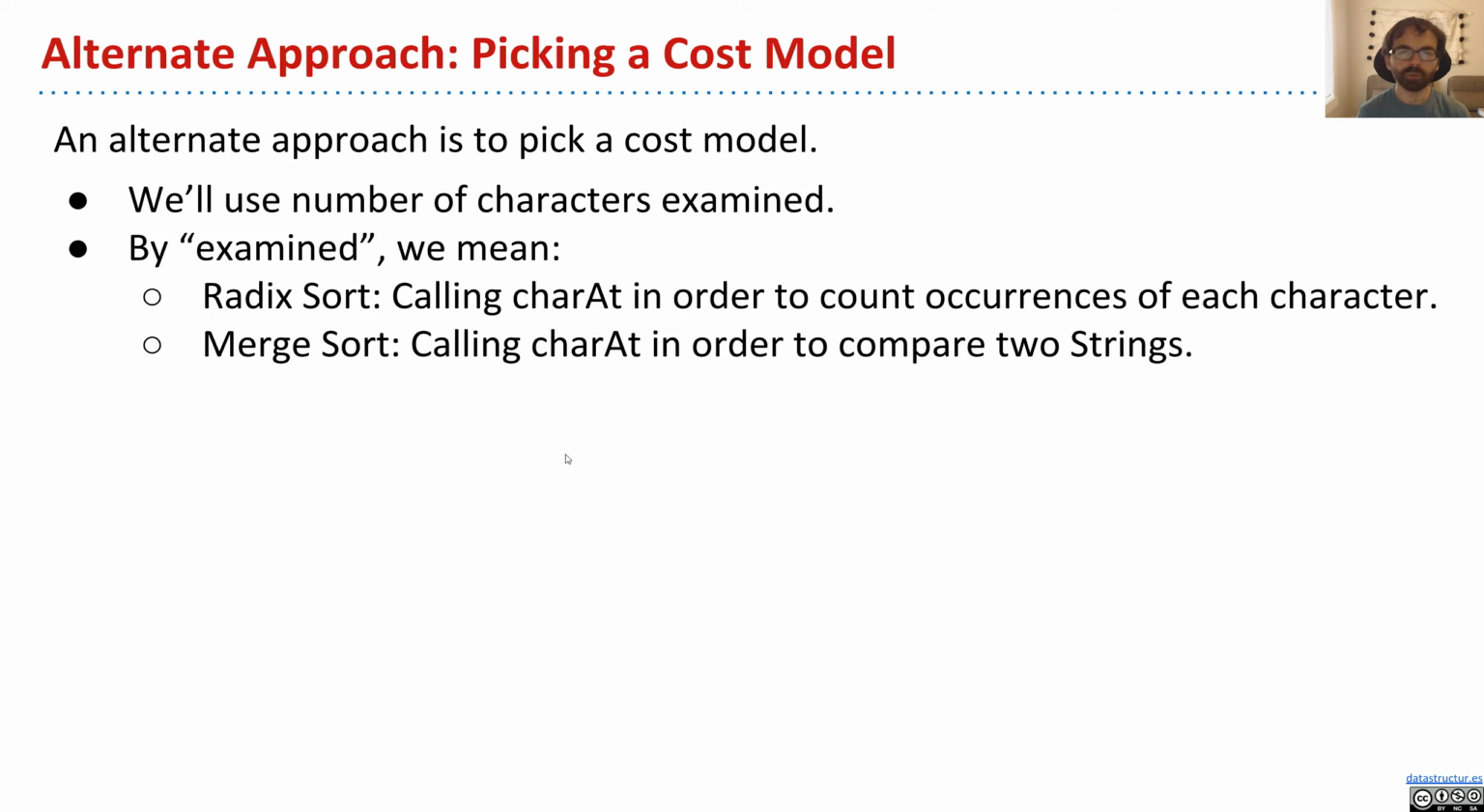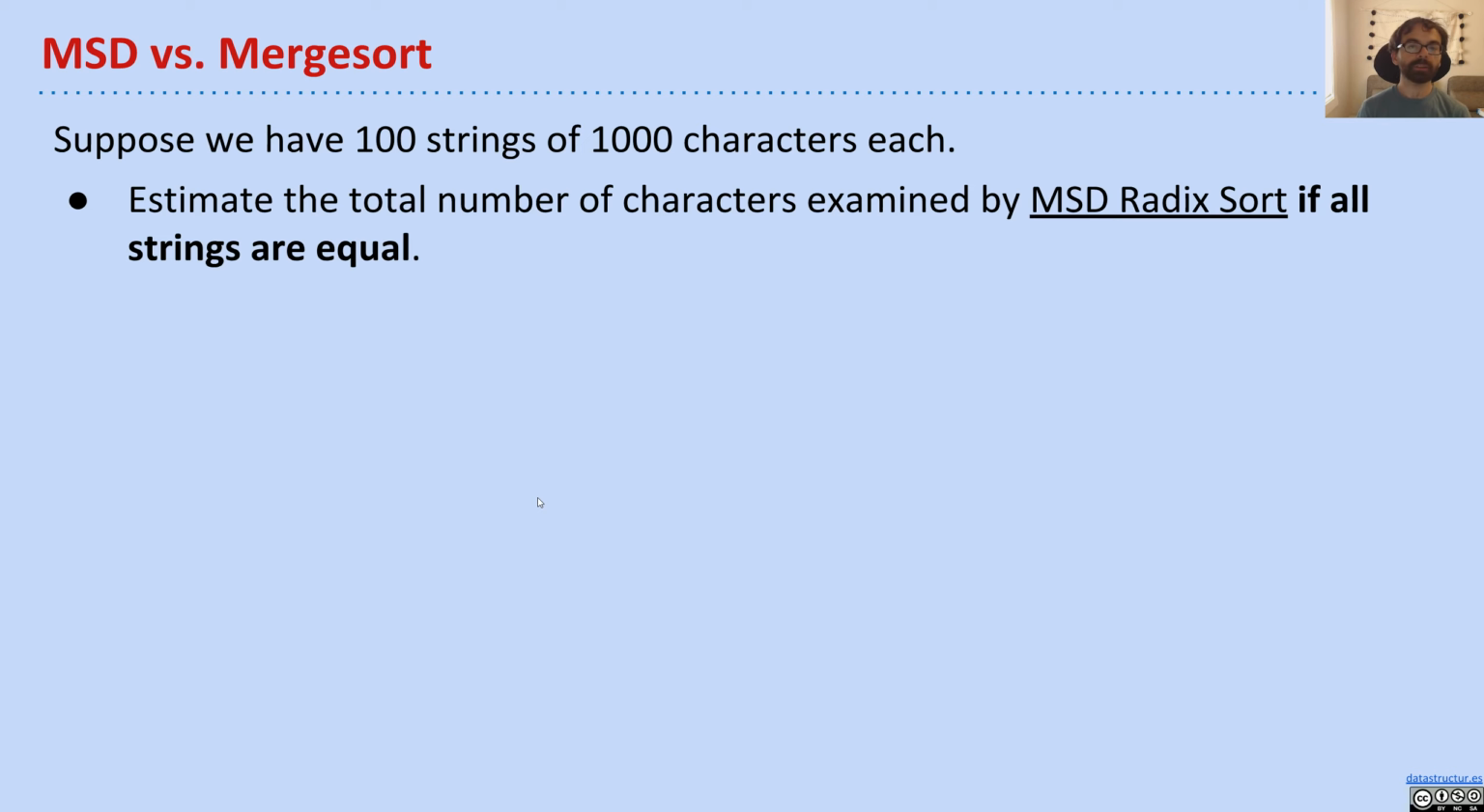Now, if these definitions don't quite make sense, don't worry about it, because I'm going to give you some problems that I'll work through to make them very clear. But our cost model is the number of characters that we examine. So let's start with MSD radix sort. Actually, in this case, since the strings are equal, it doesn't matter if it's LSD or MSD, but I'm going to use MSD radix sort. So let's suppose we have 100 strings that are 1,000 characters each.